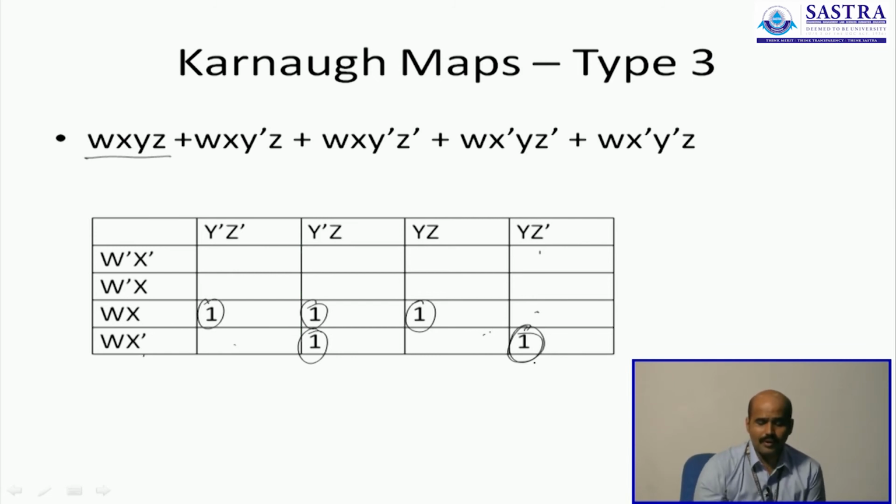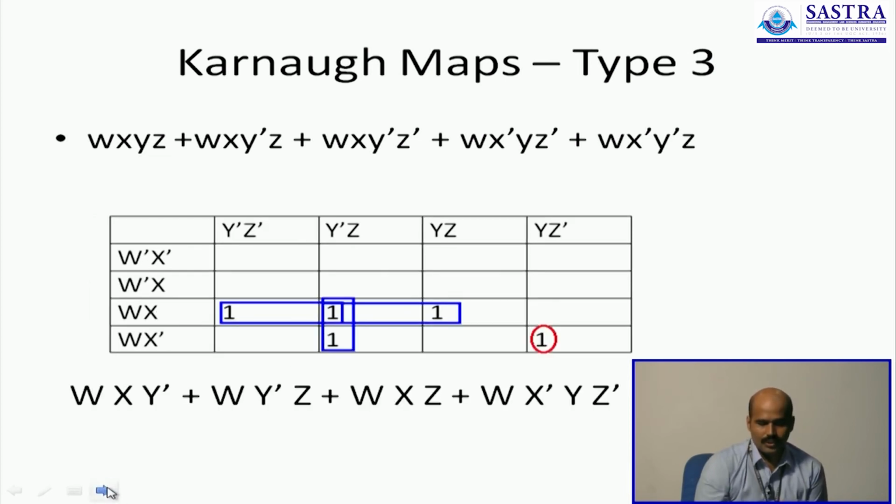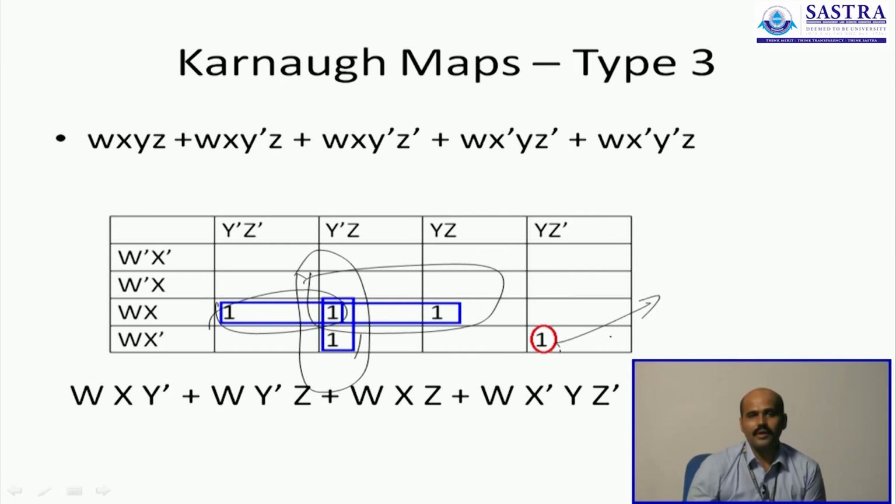So this one has to be isolated, and the remaining ones can be grouped. We have a 2 loop covering these 2 ones, a 2 loop covering these 2 ones, and a 2 loop covering these 2 ones. Remember, I am not giving you a 3 loop. It's a 2 loop here, a 2 loop here, and a 2 loop here, and a 1 separately available here.